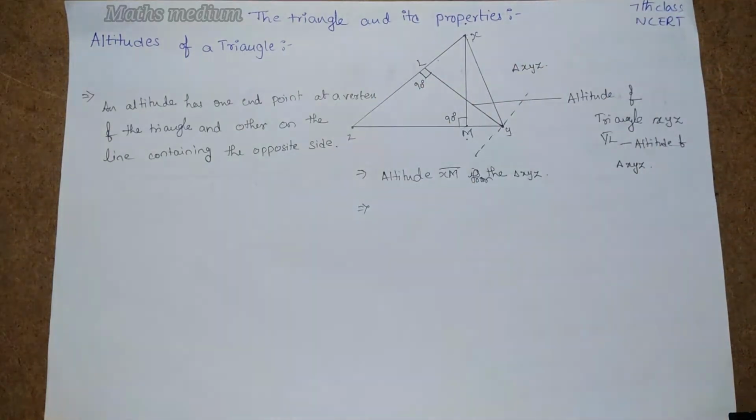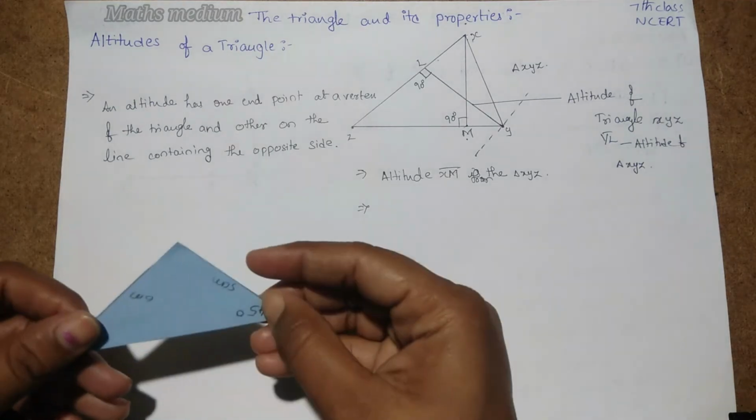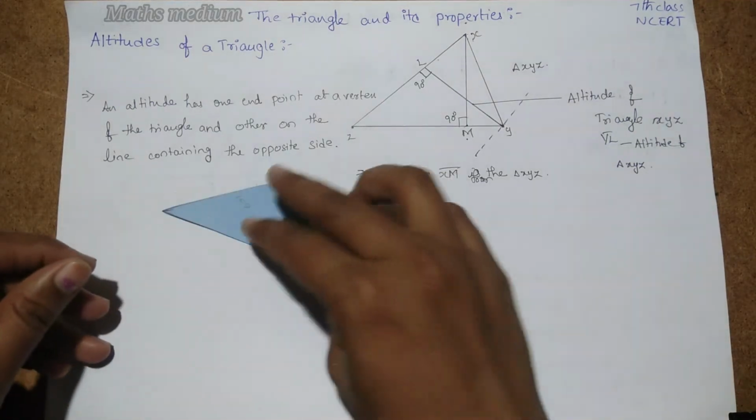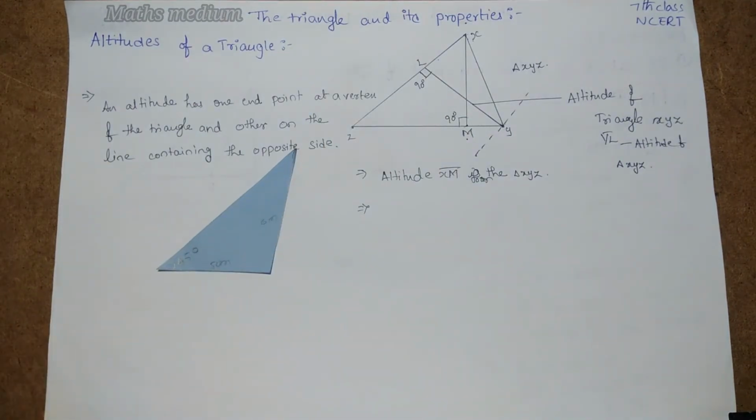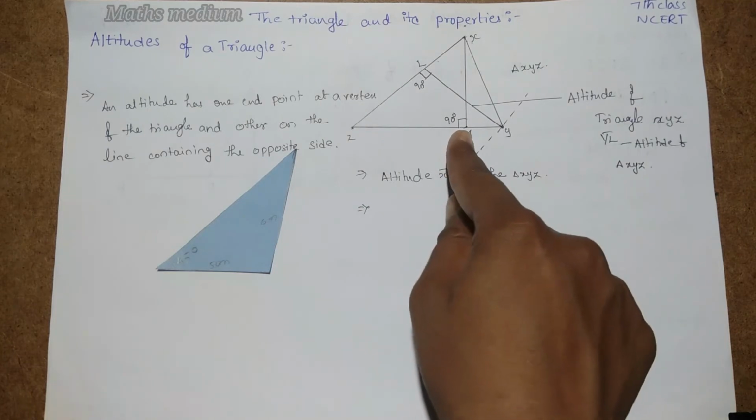Take another example with a cardboard. Then you will get a better understanding about the altitude of a triangle. See this? I am taking one triangle. It is an acute angle triangle. Whatever the triangle is does not matter, we have to make the altitudes of the triangle. Altitude is nothing but the line from the vertex perpendicular to the opposite side.